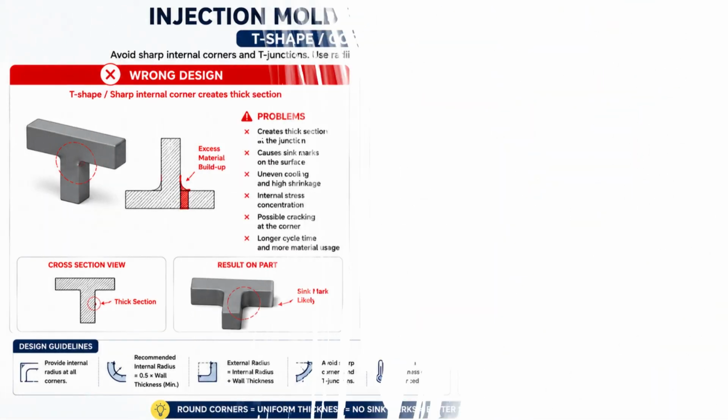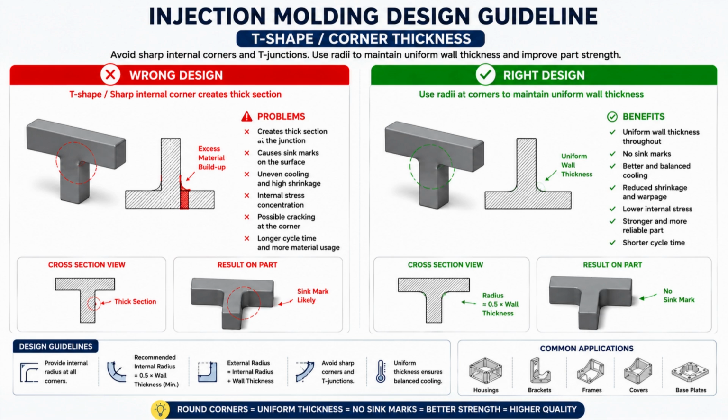Third, T-shape, corner thickness. Sharp corners cost more than you think. A sharp T-junction creates excess material and internal stress. Always use fillets and proper radii to maintain uniform thickness and improve plastic flow. Rounded corners make stronger and more reliable parts.